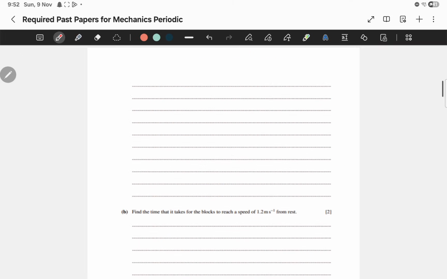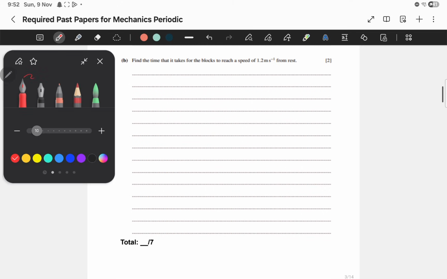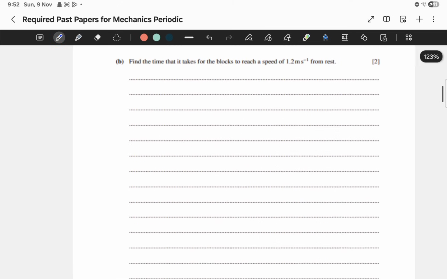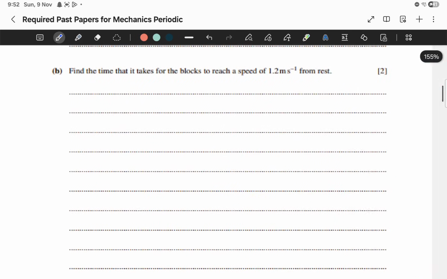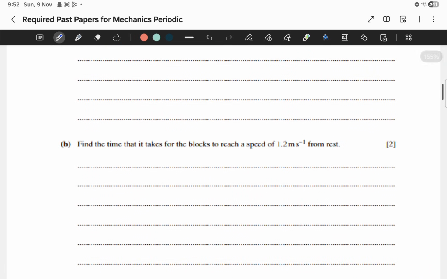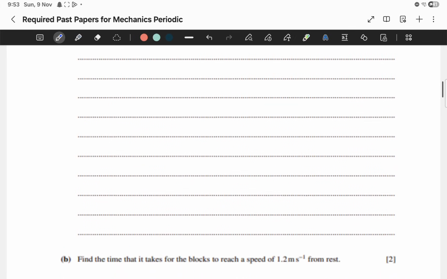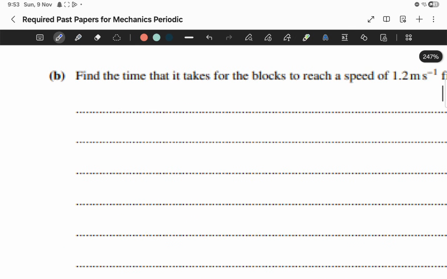All right, now moving on to part B. Find the time it takes to reach a speed of 1.2 meters per second from rest. Now, if you notice, here we have an acceleration, and obviously the acceleration is not changing in this system. So acceleration is constant. What does that mean? It means we're moving at UARM.